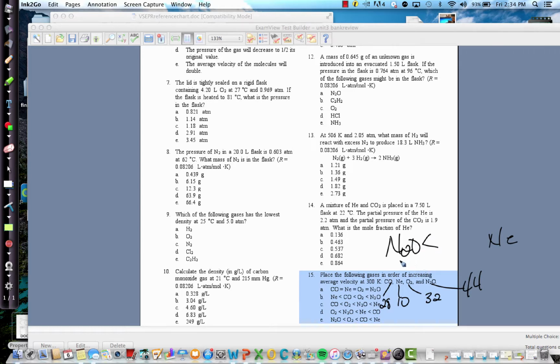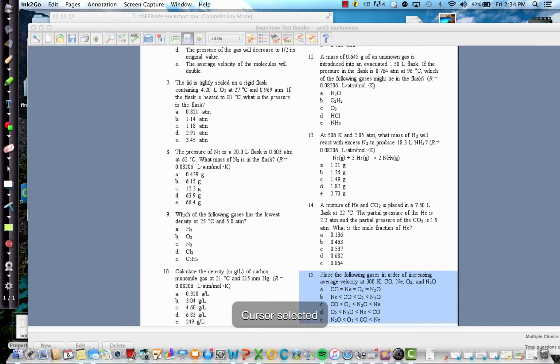So the speed of N2O is less than the next heaviest, which is oxygen, which is less than the next heaviest, which is going to be carbon monoxide, which is less than neon. So it should be choice E. Okay, so heavier gases are slower, lighter gases are faster, as long as they're at the same temperature. All right, so let's see which one was next.